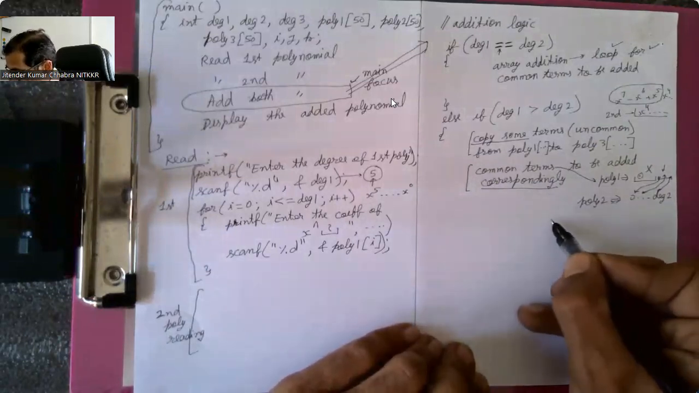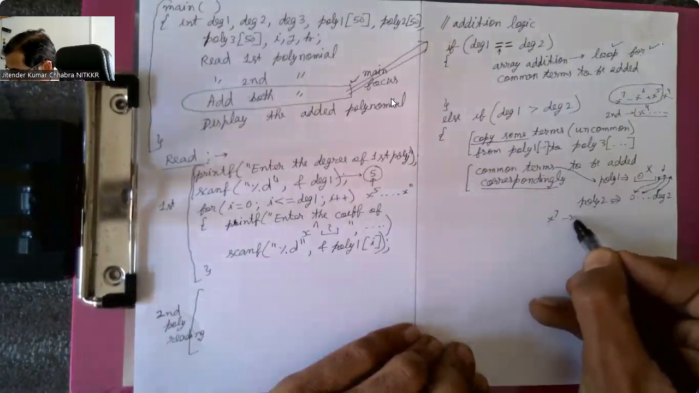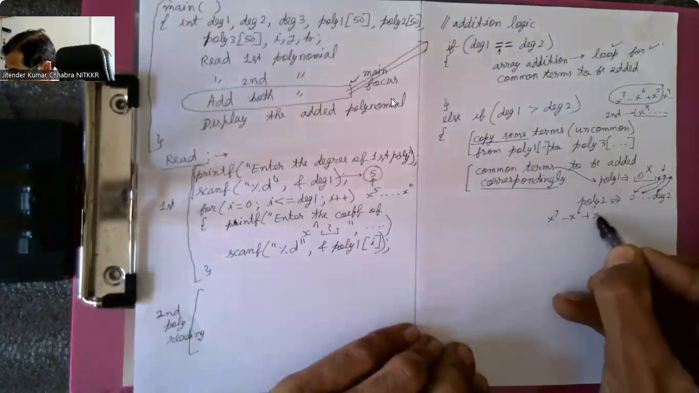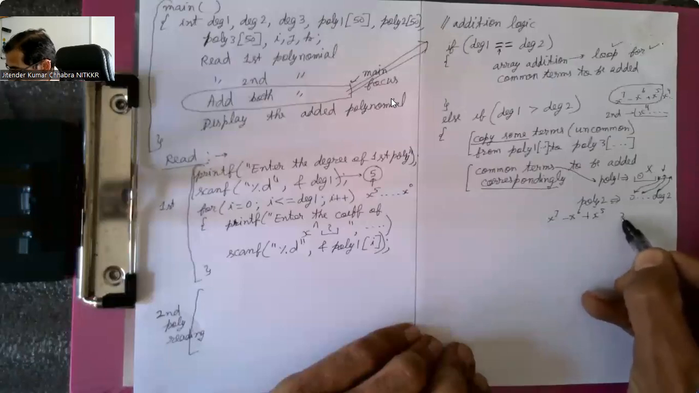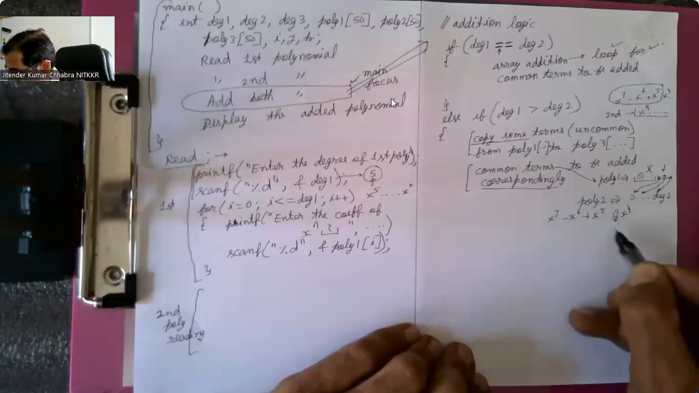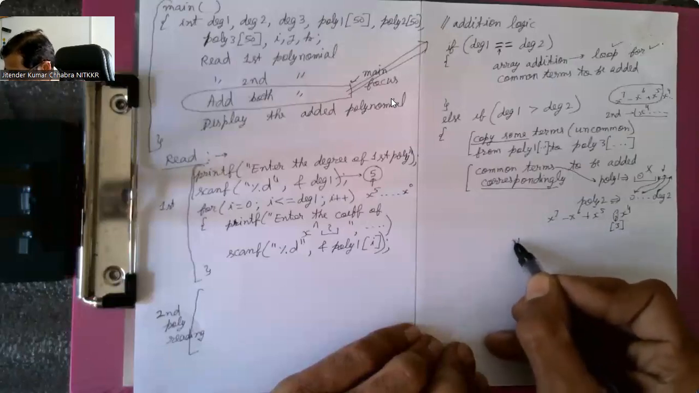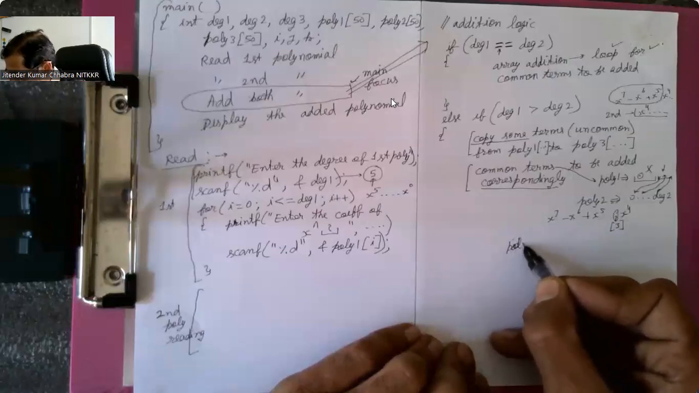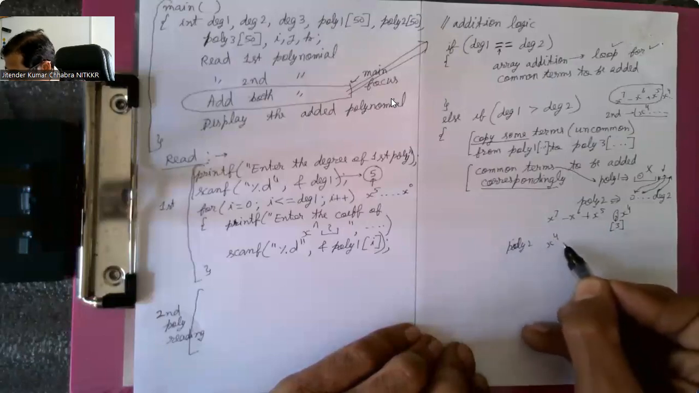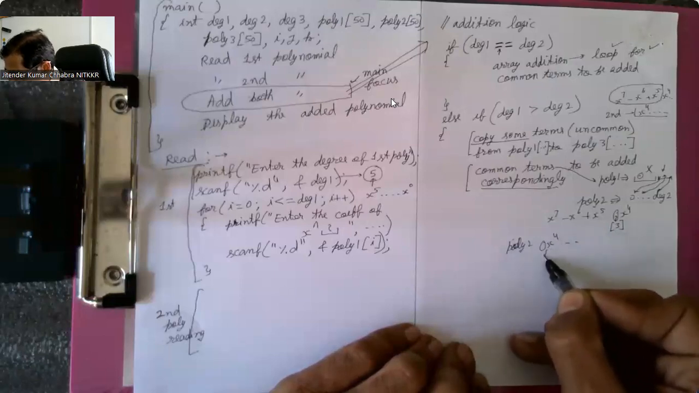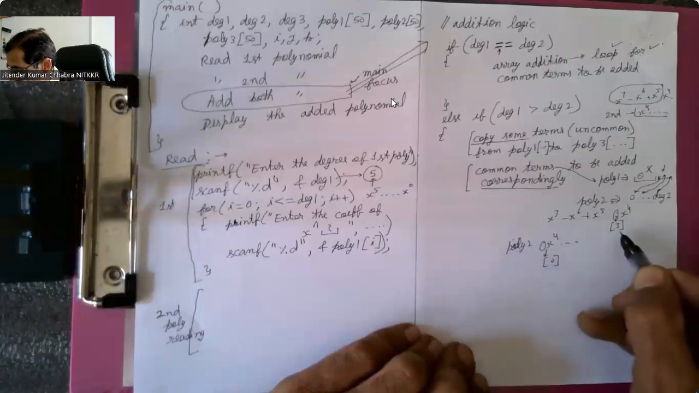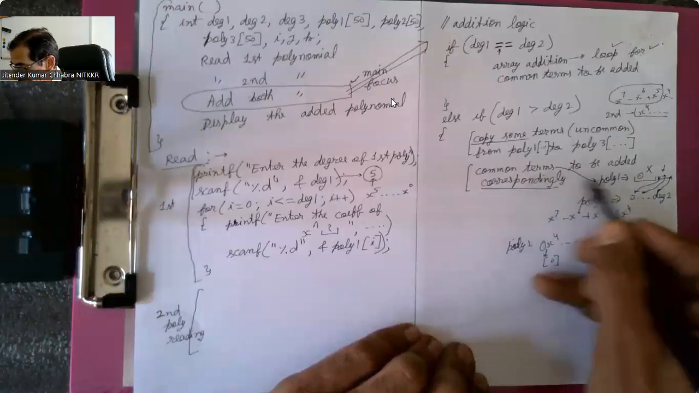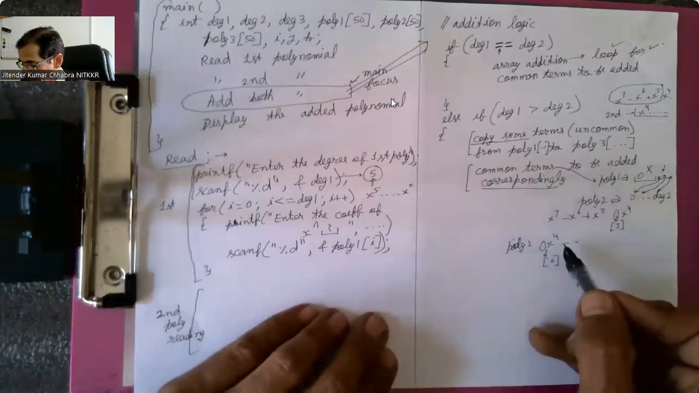Like polynomial 1 is x raised to 7 minus x raised to 6 plus x raised to 5. Then the x raised to 4 related coefficient is at index 3. But in polynomial 2, the x raised to 4 related term is at index 0. So you have to be careful about the logic you use here.